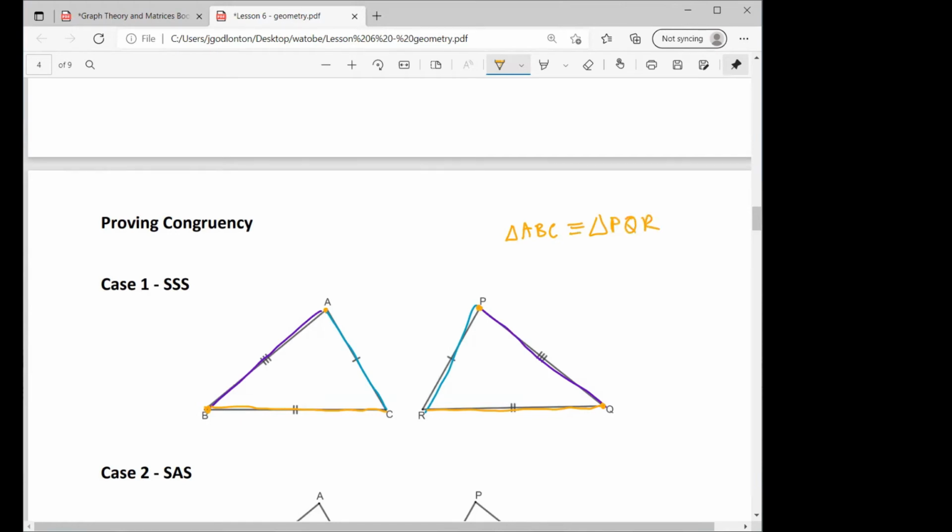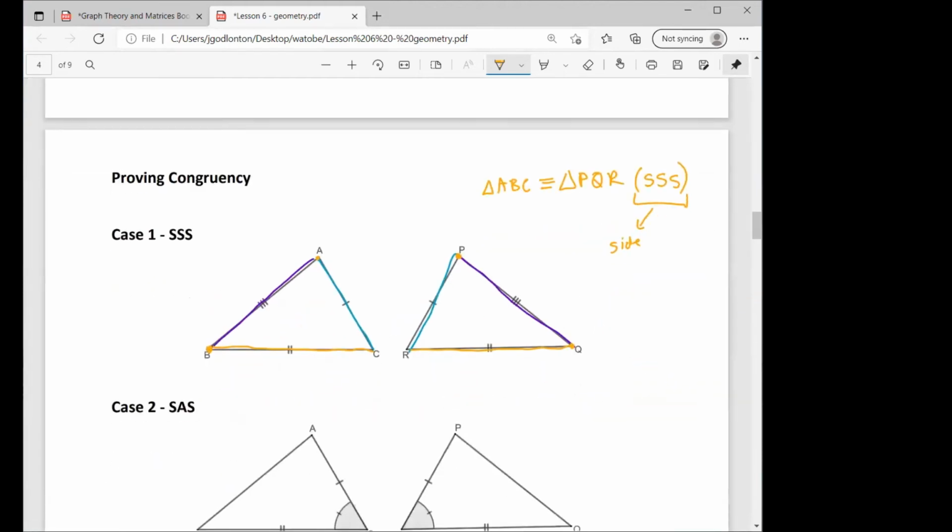Oh, I wrote an equal sign. So we would say these two triangles are congruent to each other, and then we would give a reason. Because remember, in geometry, we love reasons. And our reason here is side, side, side. So when you see these 3 S's, what that means is side, side, side. You're saying all 3 sides are the same as each other. Okay, so that's our first way of proving congruency. And we're going to try and prove these a bit later, so don't panic, we will get there.